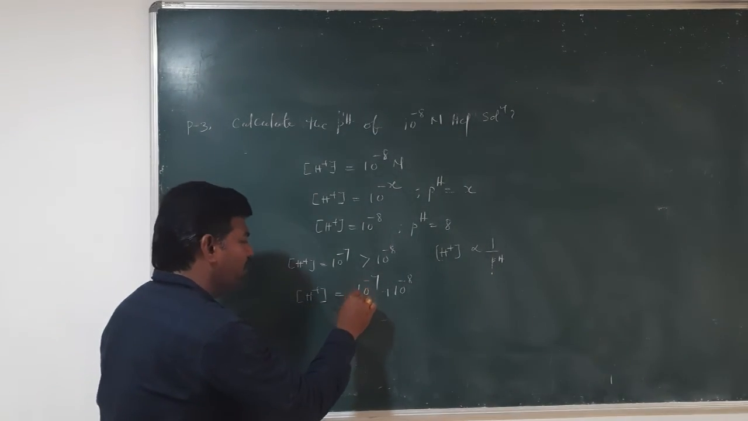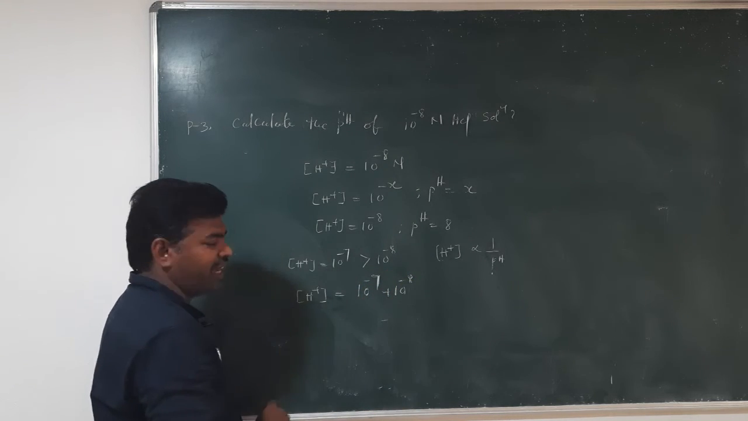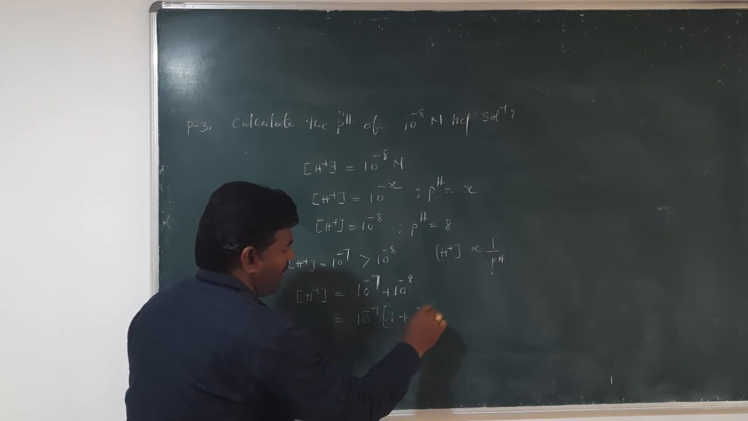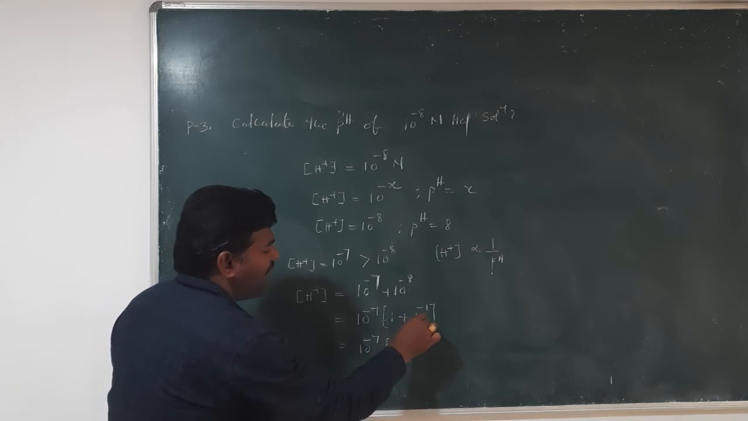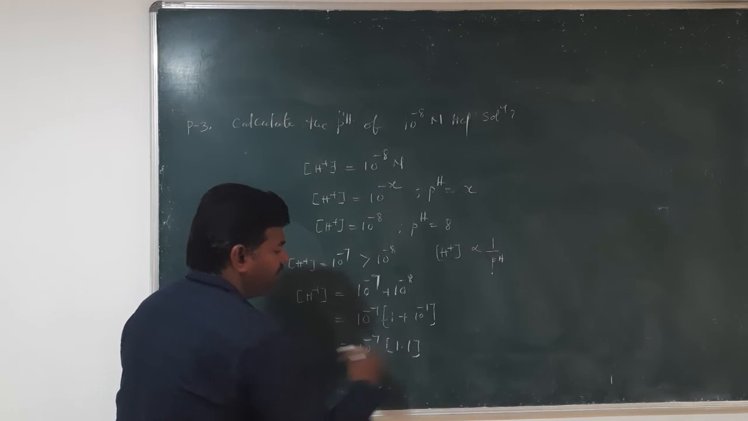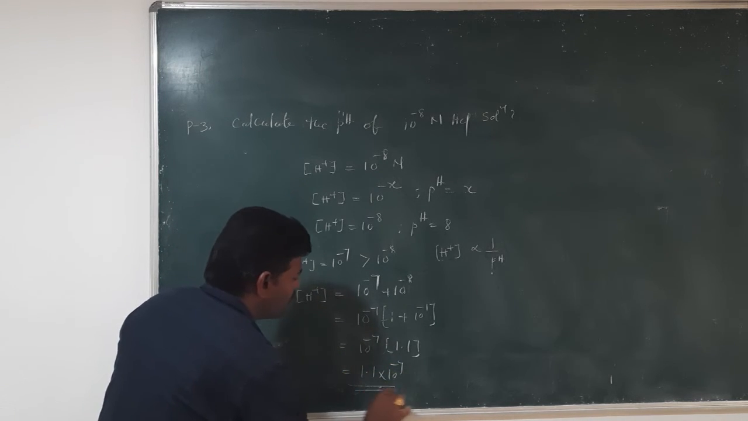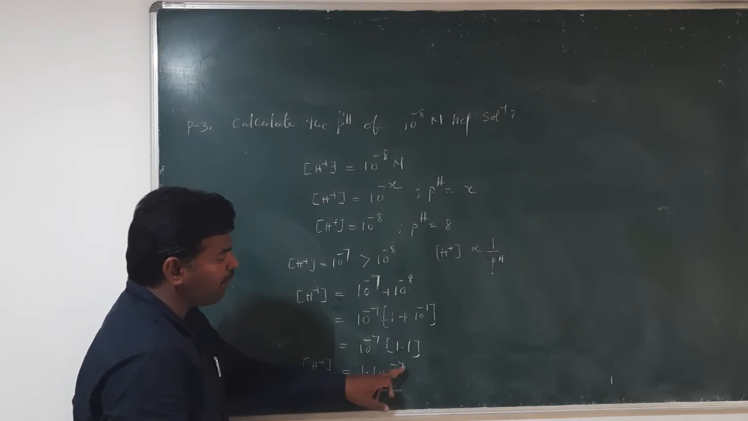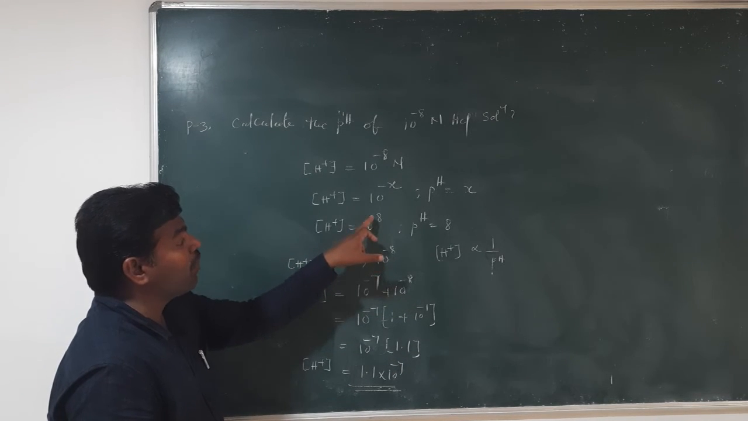So 10 power minus 7 plus 10 power minus 8. If you take 10 power minus 7 common, it is 1 plus 10 power minus 1. 10 power minus 1 means 0.1, so it is 1.1, and this is 1.1 into 10 power minus 7. So here the concentration of H plus ions is 1.1 into 10 power minus 7, but in the earlier case the concentration of H plus ions was 10 power minus 8.